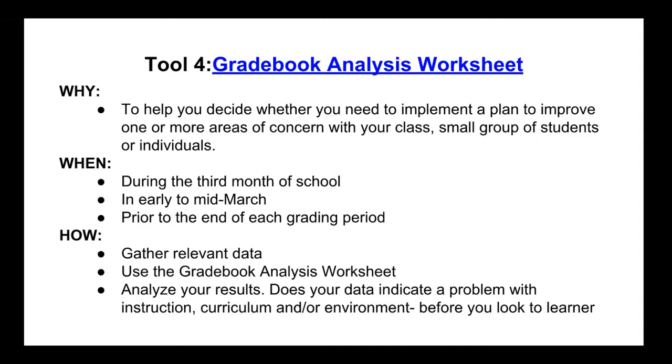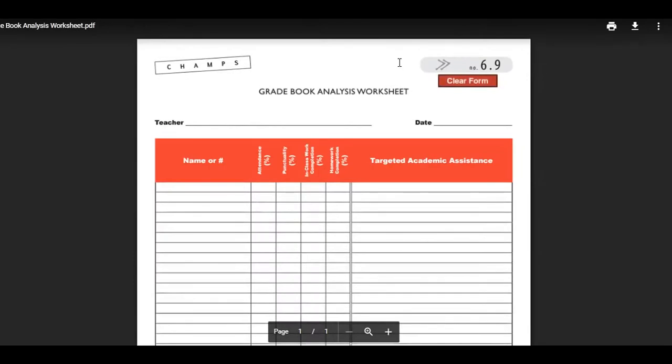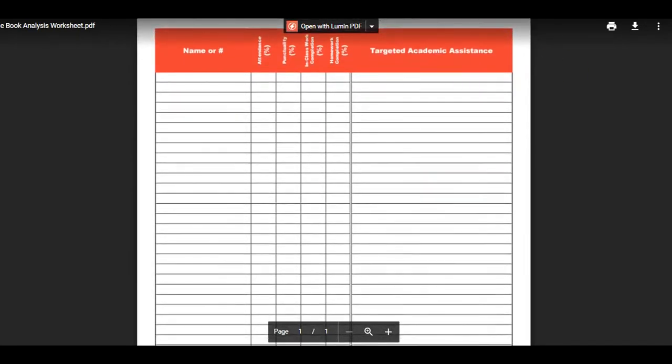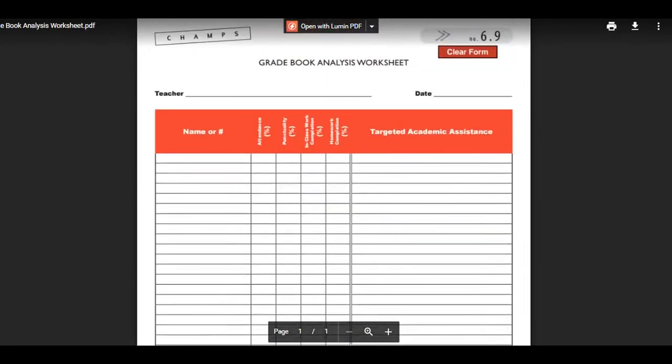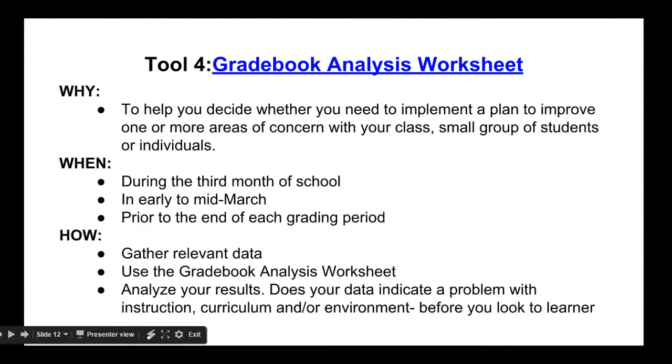How are they interacting? So around the 3rd month of school, or early to mid-March, or just prior to the end of each grading period, you may want to gather some data and analyze it and look to see, do I need to make some adjustments in my instruction, the curriculum, or the environment to improve learning in my classroom? And this is a great way to look at those factors prior to looking at the actual learner. So here's the worksheet, which allows you to gather that information in one place to begin to assess what the needs are moving forward.